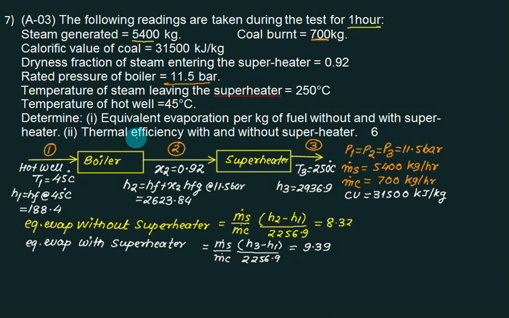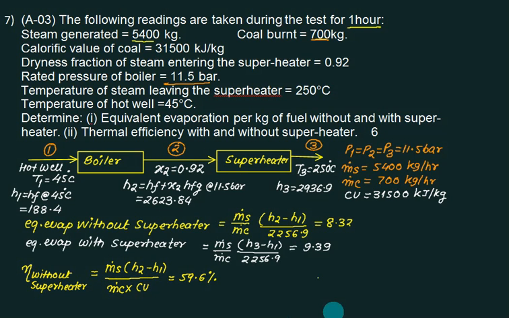Next you want thermal efficiency with and without superheater. First we calculate efficiency without. You only consider boiler. So this is m dot s times H2 minus H1 divided by mass of coal multiplied by calorific value. And last one we will calculate with superheater. We have to take 1 and 3. So H3 minus H1 multiplied by m dot s divided by m dot c into CV. 67.3.